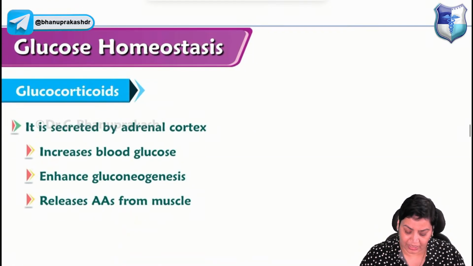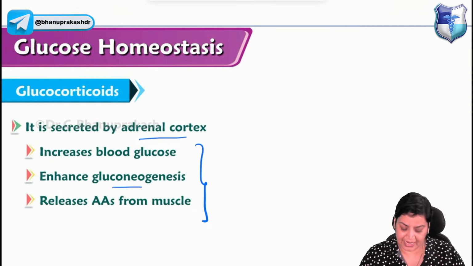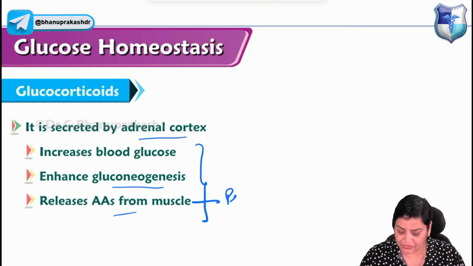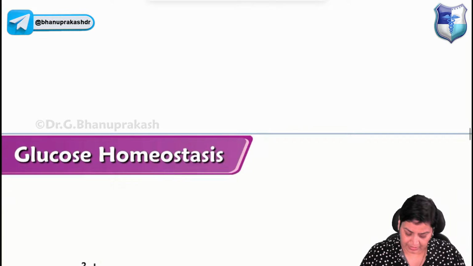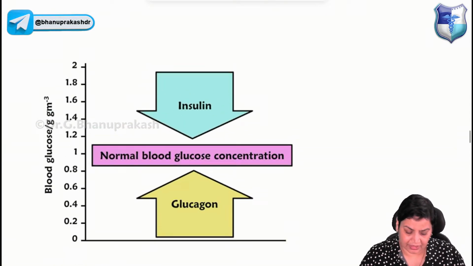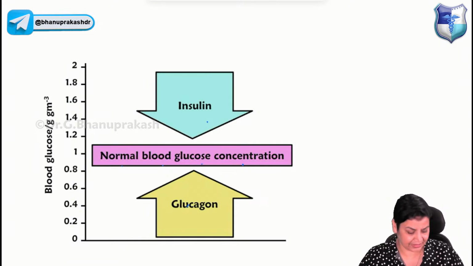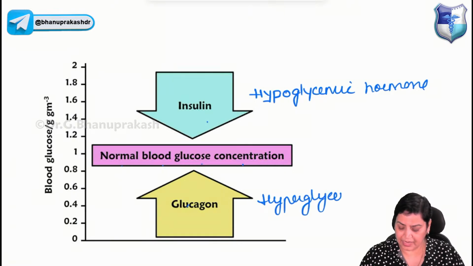Then come glucocorticoids. They have also the same function. Secreted by the cortex, they enhance gluconeogenesis and release amino acids from the muscles. Amino acids are the ones which form protein, so proteins will be degraded. And this is how the concentration is maintained. You can see normal blood glucose concentration, insulin and glucagon, because they are working antagonistically with each other. Clear? And if I write the functions, this is a hypoglycemic hormone and this is a hyperglycemic hormone.